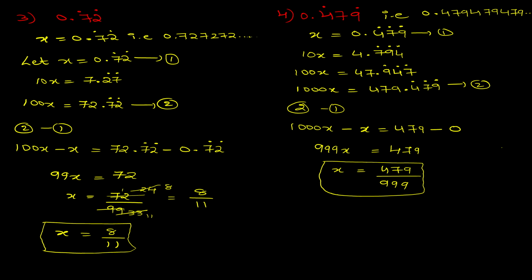Let's go to another question. The question here is x is equal to 0.328. So again, this can be written as 0.328. So here you can see the dot is only on 2 and 8. That means only 2 and 8 are repeating. 3 is not going to repeat. So write it as 3, 2, 8, 2, 8, 2, 8, and so on.